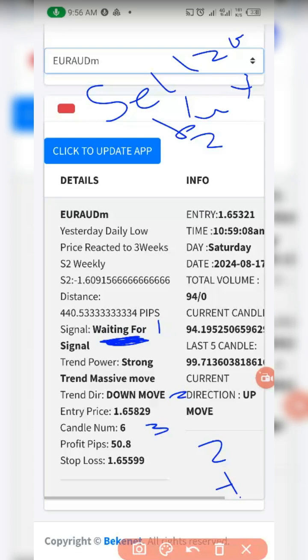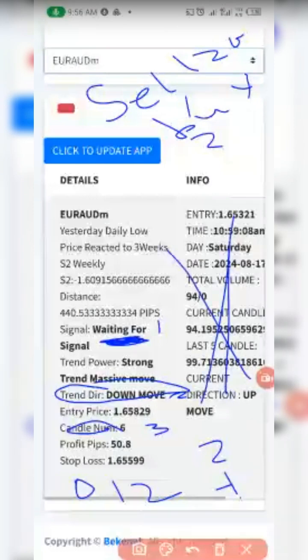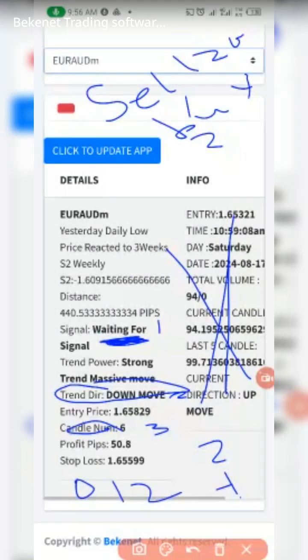2 and 3 simply means that we are going to look at the trend direction, either up move or down move. The number of candles should be between 0, 1, and 2. Simple as ABCD. Every other thing, you don't need it. This is the only thing that you need here. Is it difficult? What I just showed you now? No, it's clear. That's exactly what you need to do.